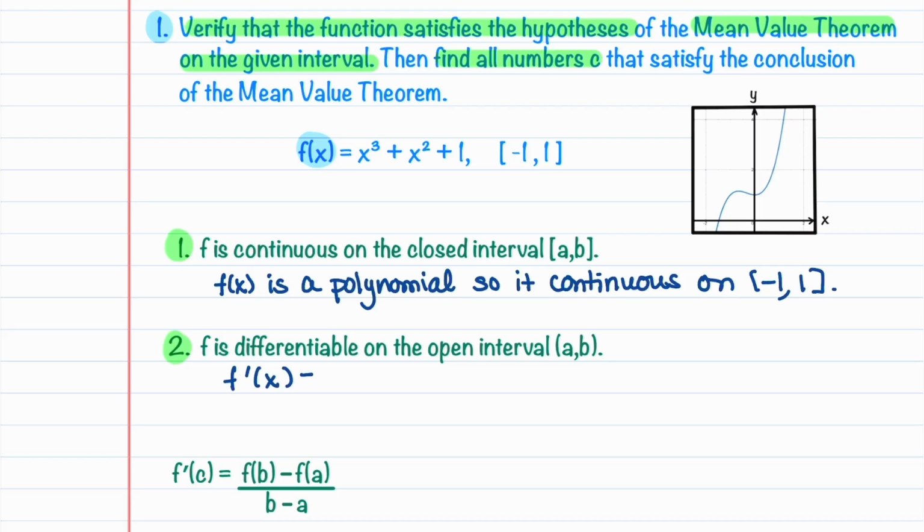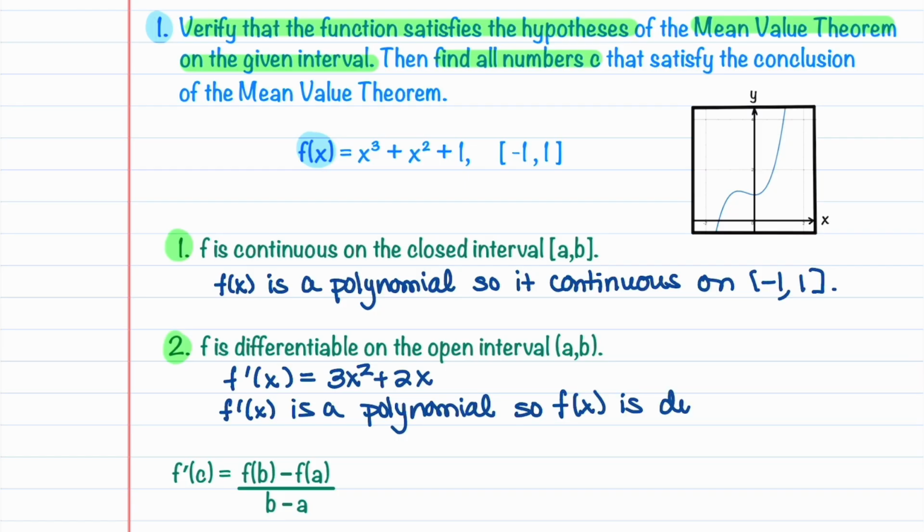F prime of x is going to be equal to 3x squared plus 2x. Notice that the derivative is a polynomial, so we can say that f prime of x is a polynomial. So f of x is differentiable on the open interval from -1 to 1.